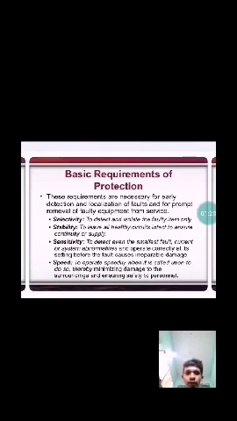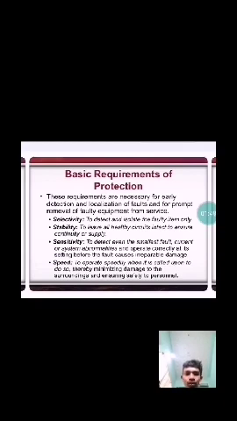Stability, to leave the healthy circuit intact and ensure continuity of supply. Sensitivity, to detect even the smallest fault current in the system. Abnormalities should operate the relay at the correct setting before the fault causes interruption or damage.